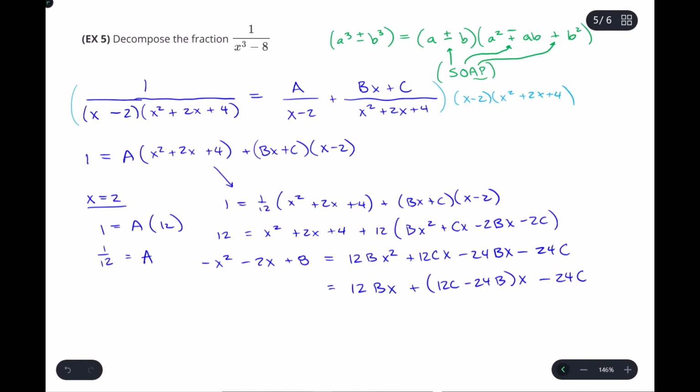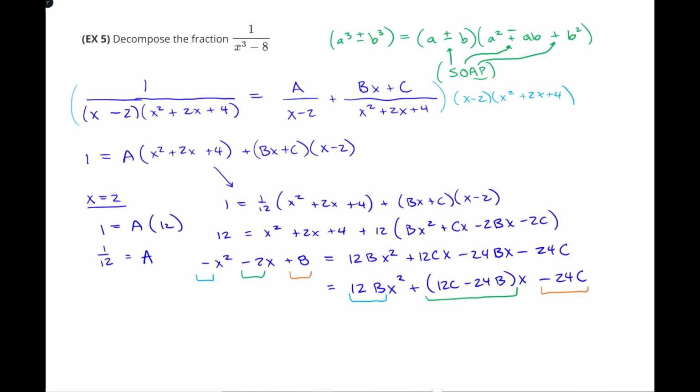All right, so when I equate coefficients, I can say this 12b is equal to this negative over here. Oh, I missed that square there. And then this, tell you what, let me use a different color so you can see how I'm equating. That would be equal to negative 1, and also this negative 24. Well, actually, sorry, negative 24c would be equal to 8.